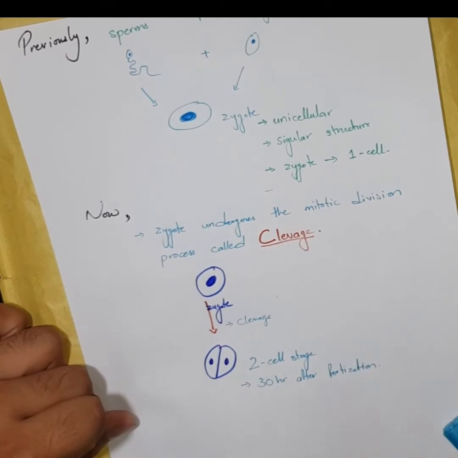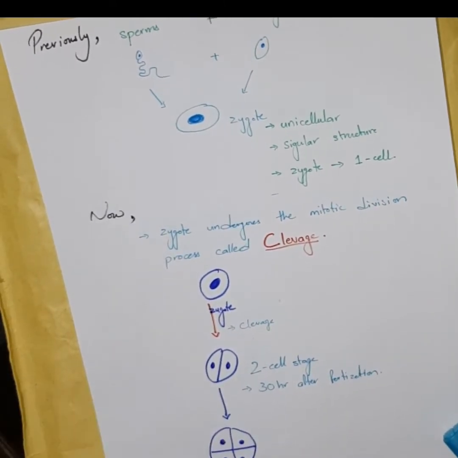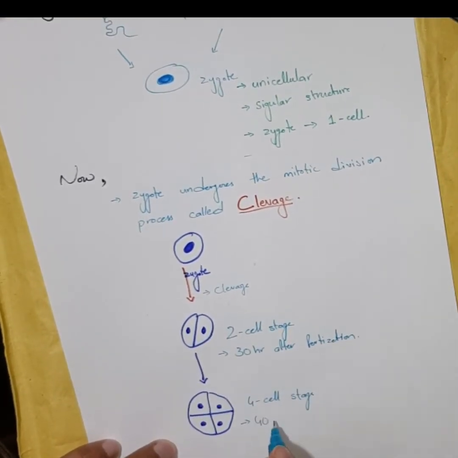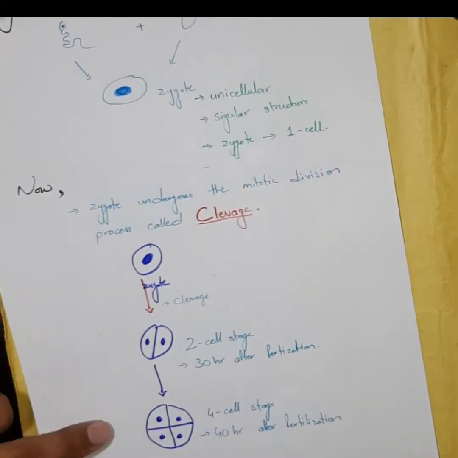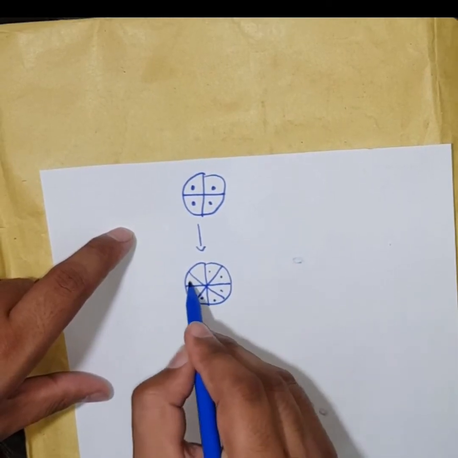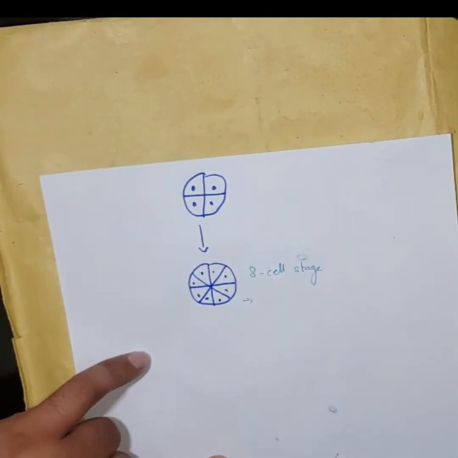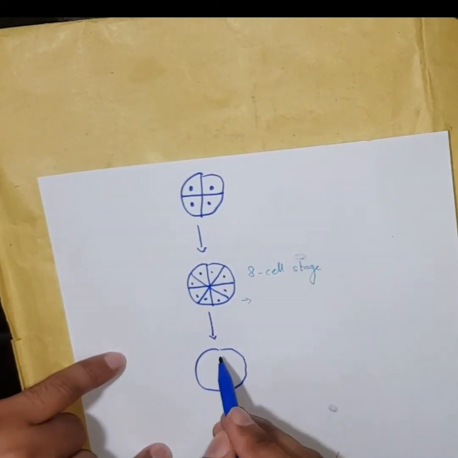By the process of cleavage, this changes into a two-cell stage, which is about 30 hours after fertilization. This two-cell stage will undergo further mitotic division, which will change this structure into a four-cell stage. Then another mitotic division changes this four-cell stage into an eight-cell stage. So you can understand that mitosis is happening and the cells multiply on every occasion.